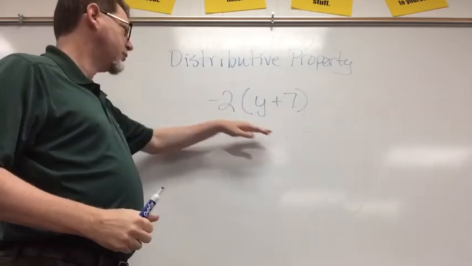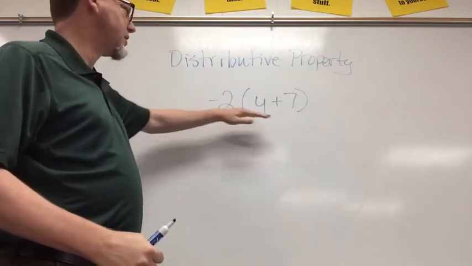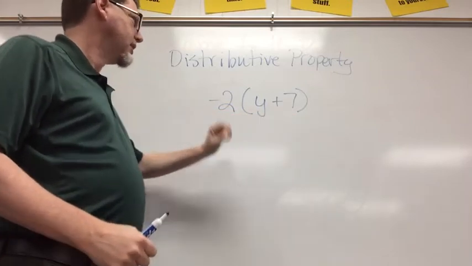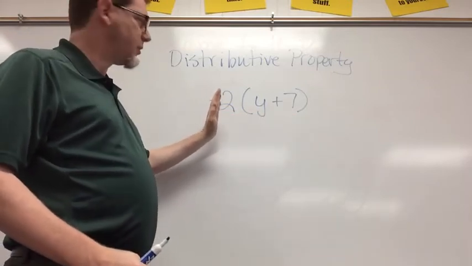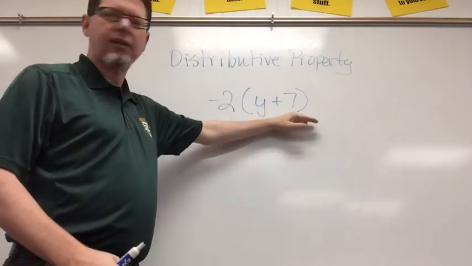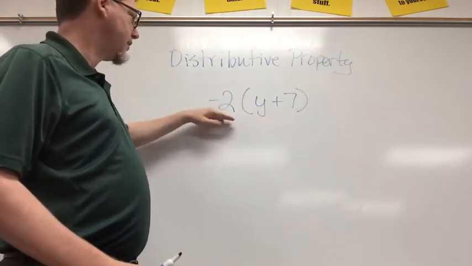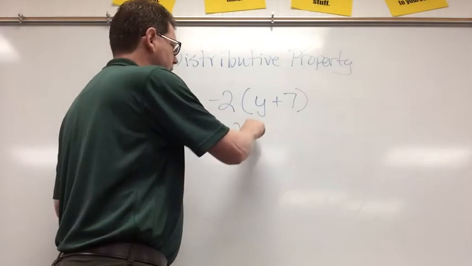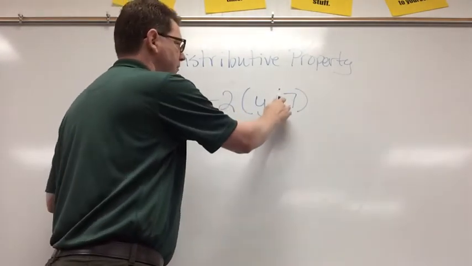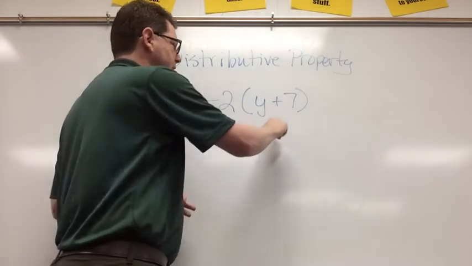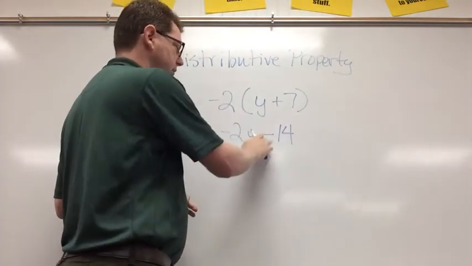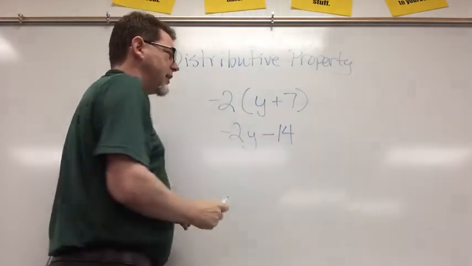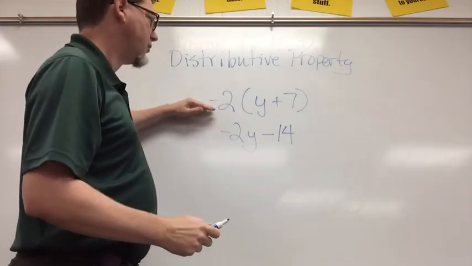Let's look at another problem. What if I have negative 2 times the quantity of y plus 7? Well, that means I'm just going to multiply the negative 2 times everything that's in parentheses. And we know that negative 2 times y is exactly negative 2y, and negative 2 times 7 is negative 14. So I have to make sure to put the right sign in the right places depending on what my answer is.